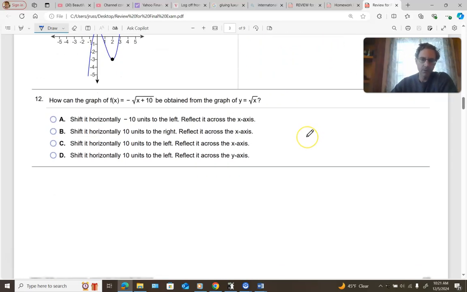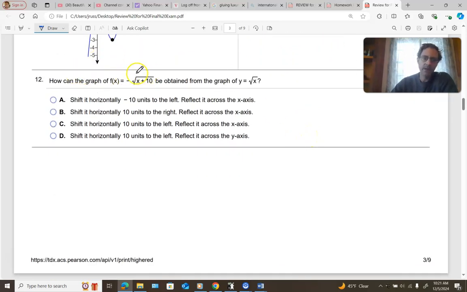All right, number 12. So this one says, how can the graph of this square root function be obtained from this basic square root function? Well, guys, you've got to start inside the square root. This plus 10 actually shifts the graph to the left 10 units. Okay? And then this negative out in front actually turns it upside down, or in other words, reflects it about the x-axis. So shift it horizontally 10 units to the left, and then reflect it across the x-axis. So it's got to be choice C. And if you're not sure, you could just go ahead and graph both of those and then compare them.